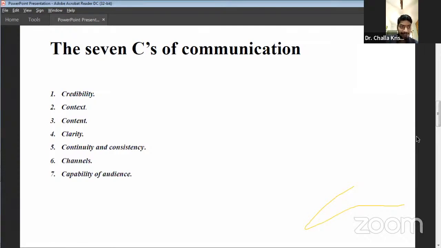And also the channels. The sixth C is the channel. What channel? What media channel? Is it print media or electronic media that I've used? And also the capability of the audience. So whether the audience can understand your language, whether the audience can understand your information, whether the audience can comprehend your message. Whether they can actually decode your message. It is very important that they understand the message. So the capability of the audience should also be kept in mind.